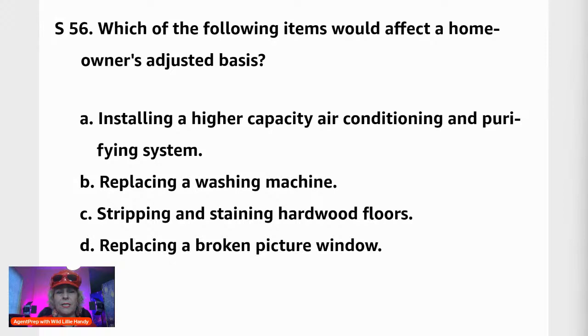All right, number 56. Which of the following items would affect a homeowner's adjusted basis? I just mentioned a basis, which is the original value we paid for a property. Then you can do stuff and then you have an adjusted basis. A, installing a higher capacity air conditioning and purifying system. B, replacing a washing machine. C, stripping and staining hardwood floors. Or D, replacing a broken picture window. What would increase the value of the property, which adjusts the original homeowner's value?